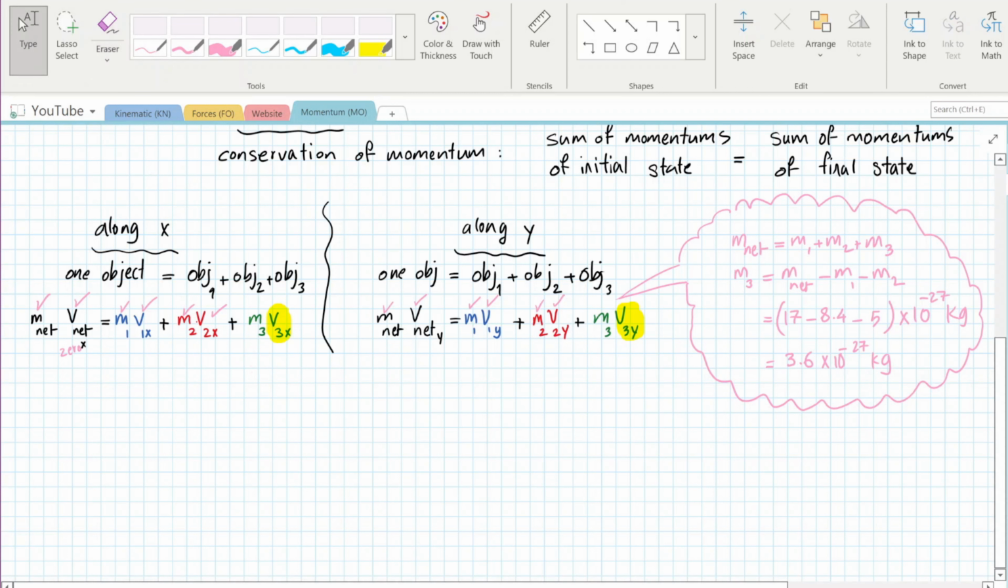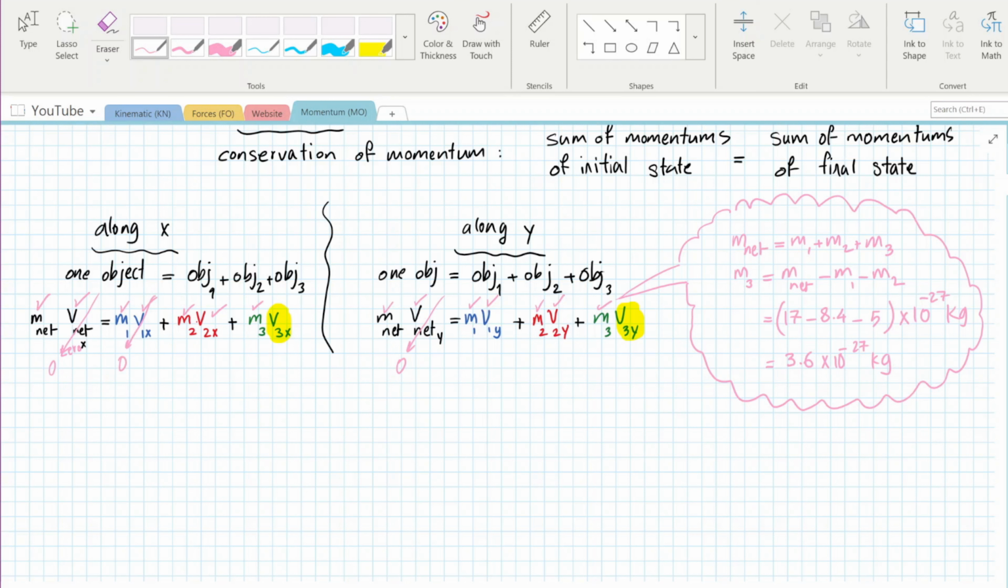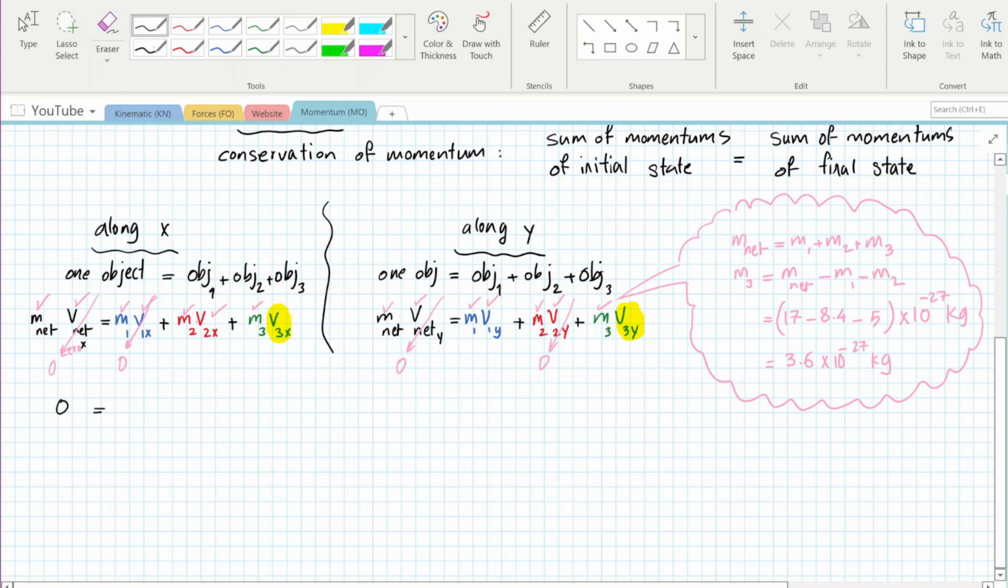Now that we have the mass of the third piece, let's go back to the equation and mark off the variables that are equal to 0. For example, we know the original object was at rest, therefore its velocity both along x and y are 0. Or, we know that object 1 is moving along the y-axis, so its velocity along the x-axis is 0. And the same for object 2, its velocity is along the x-axis, so its y component is 0.